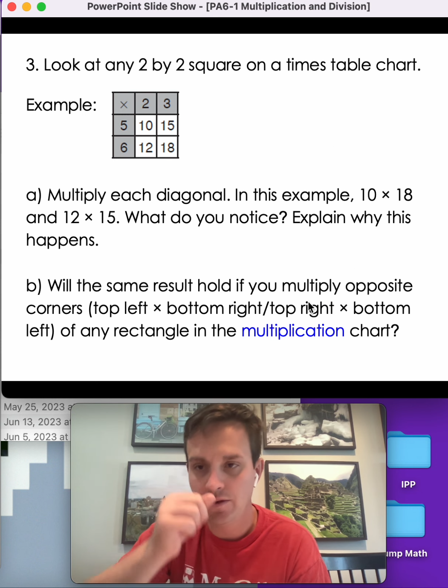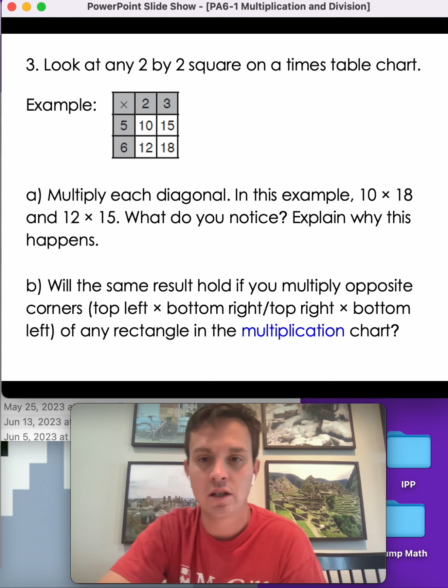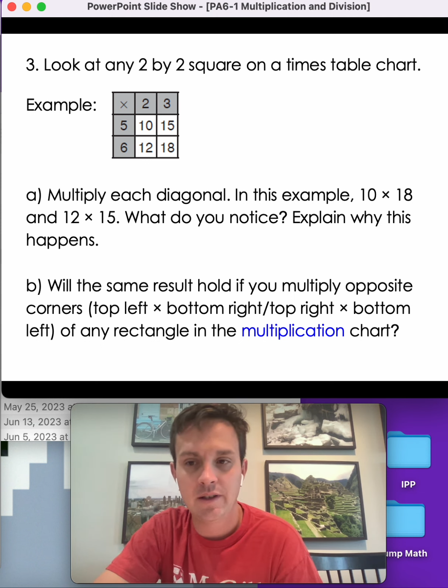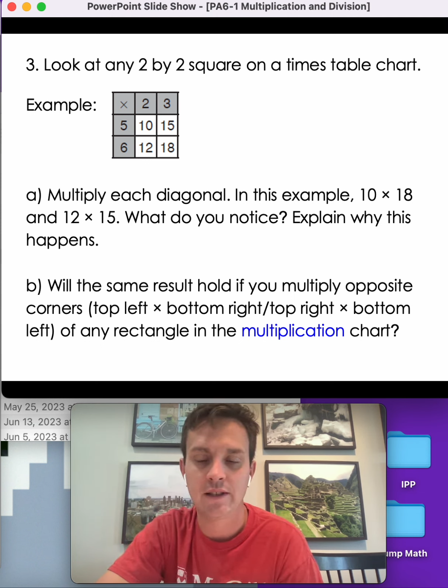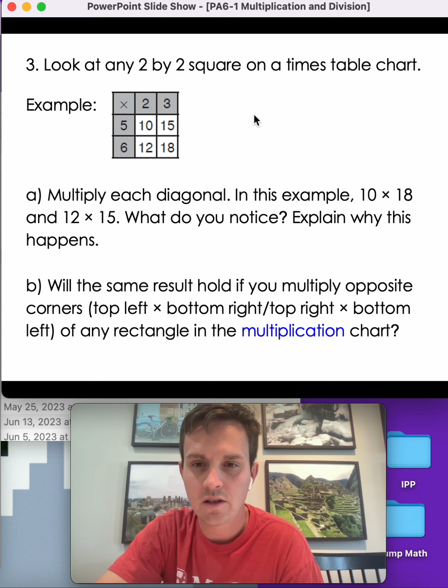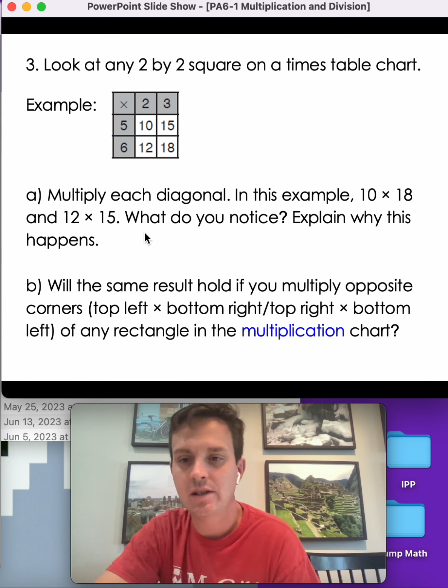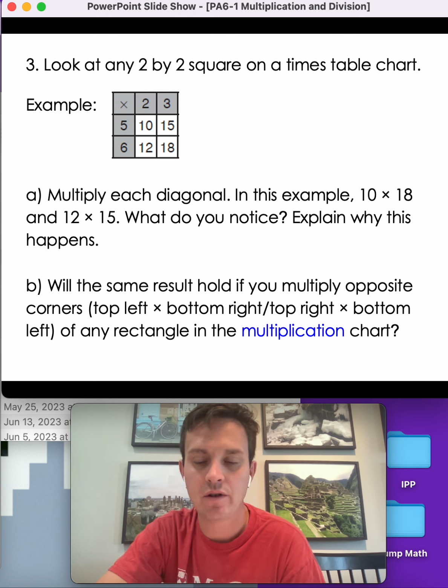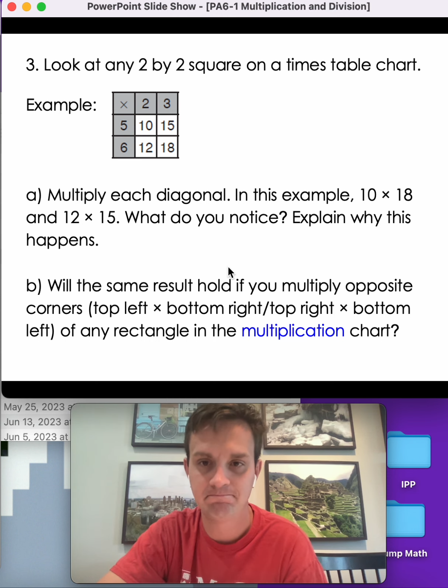Look at any 2x2 square on a times tables chart. Multiply each diagonal, in this example 10 times 18 and 12 times 15. What do you notice? Explain why this happens. Will the same result hold if you multiply opposite corners, top left and bottom right, of any rectangle in the multiplication chart?